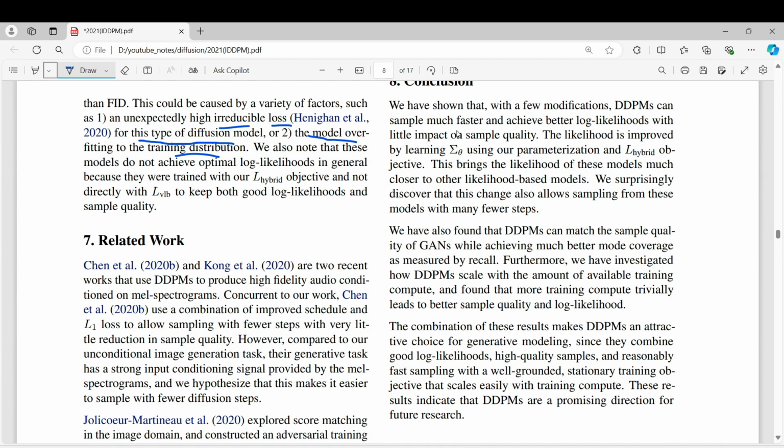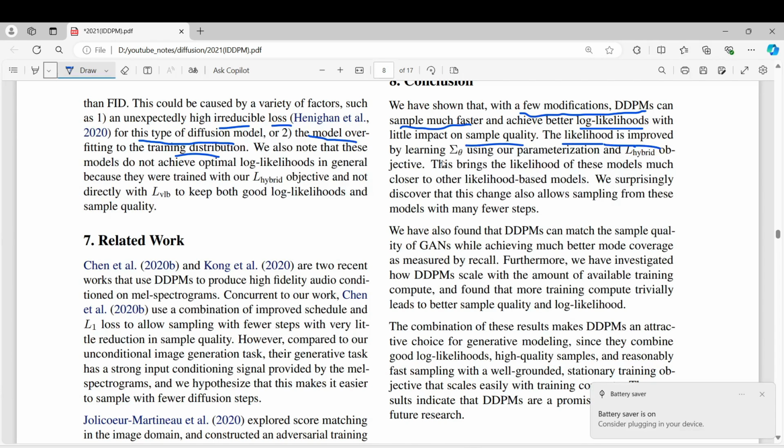They are saying that if we make some modifications in the DDPM, such as implementing the cosine noise schedule, learning the sigma theta, and reducing the noise, we can achieve better log likelihood, and we can also sample with much fewer steps with little impact on sample quality.